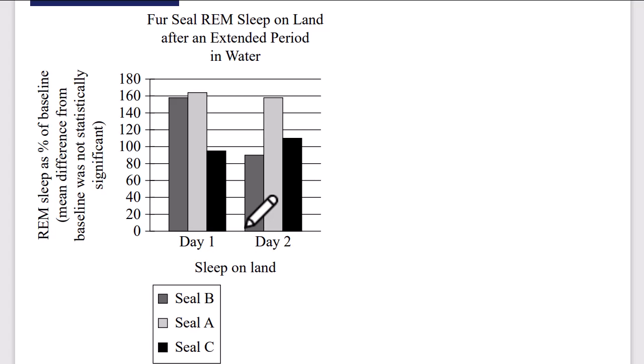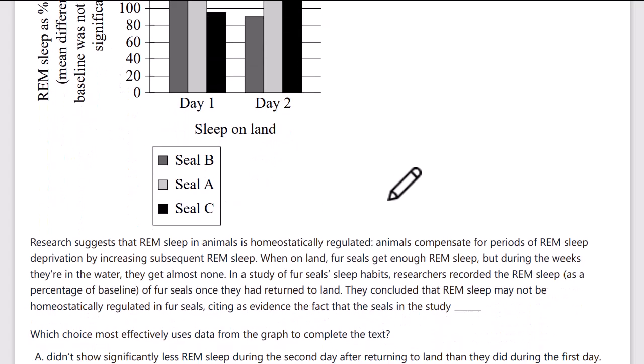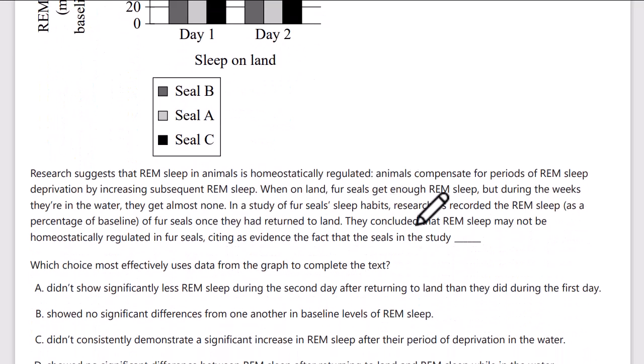Okay. So let's see, is this going to be supporting, weakening, or is this going to be a complete the text? It's going to be a complete the text, right? So we need data to complete the text. Let's read the paragraph and see what's going on here. Research suggests that REM sleep in animals is homeostatically regulated. Don't know what that means, but they're going to tell us after the colon here. Animals compensate for periods of REM sleep deprivation by increasing subsequent REM sleep. Okay, so they actually have to make up the REM sleep. If they don't get it, they have to get it somewhere later.